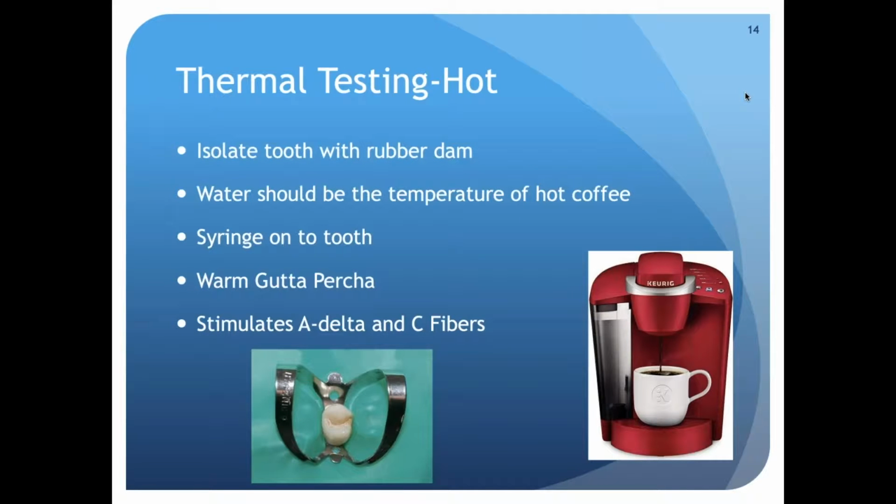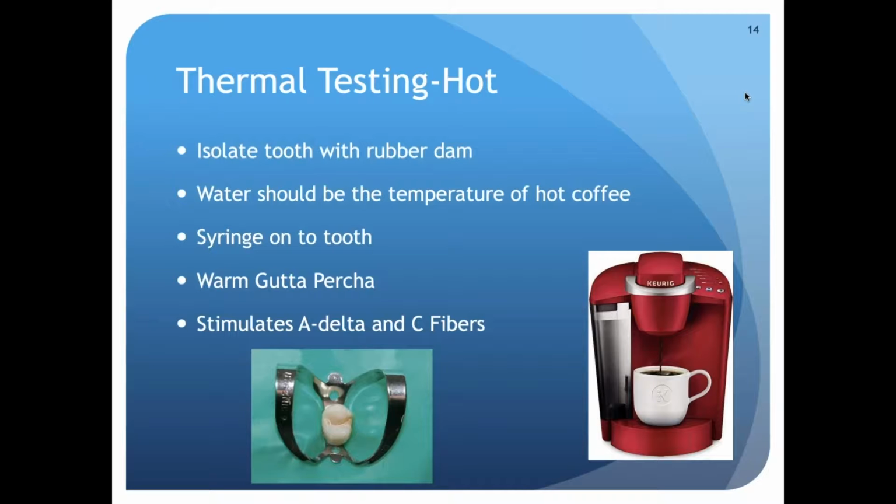Hot testing, we don't have to do this a lot, but this is a tool that you can use. Because it's hard to test a tooth for hot, you can isolate the tooth with a rubber dam. The water should be about the temperature of hot coffee. If you have a Keurig or a microwave, you can heat some water up and syringe it onto the tooth with a Monoject. Some people advocate using warm gutta percha, which you could put on there.